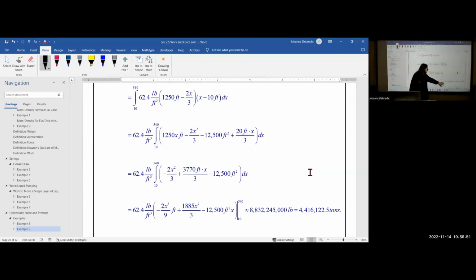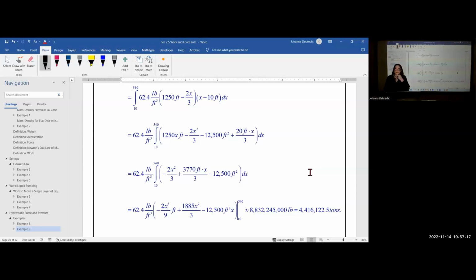You end up with 8,832,245,000 pounds of force on the dam. It's a massive amount. You can write it in tons. Remember, a ton is 2,000 pounds. It is still 4.4 million tons of force on the dam.